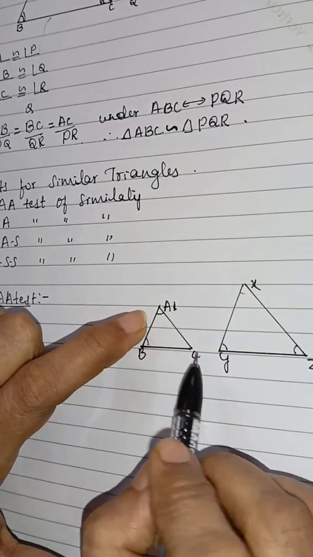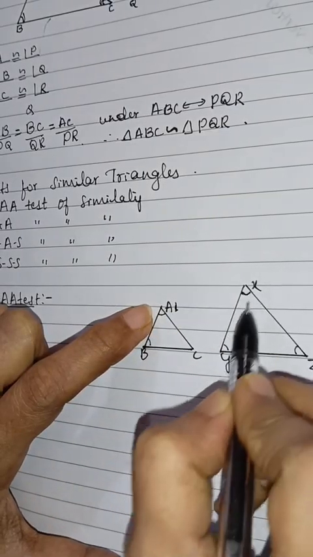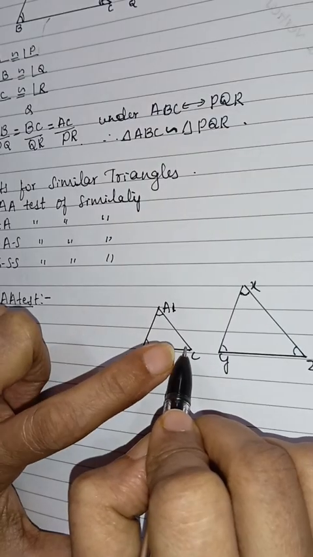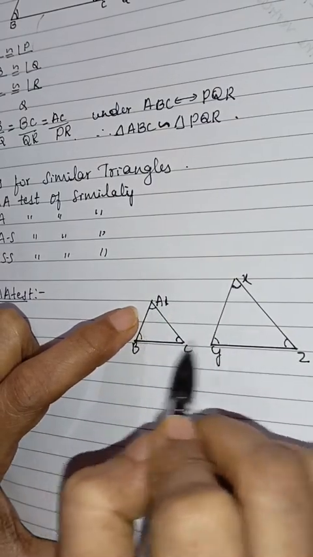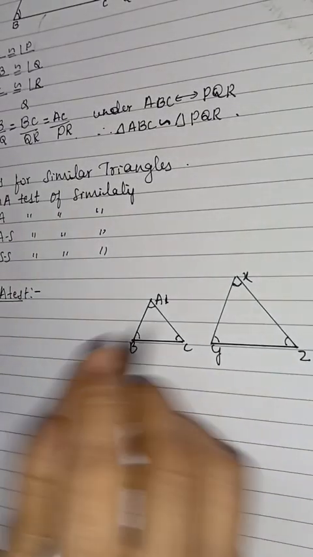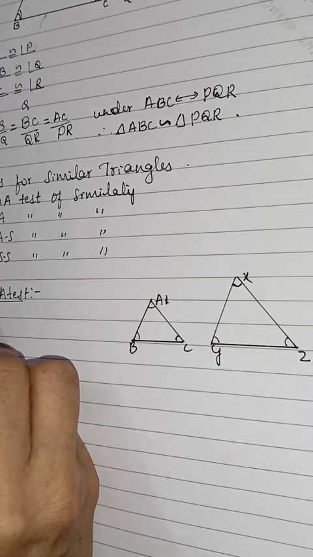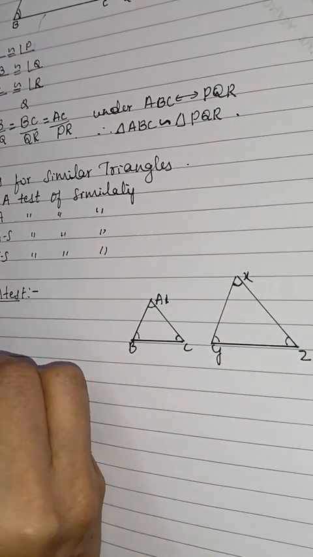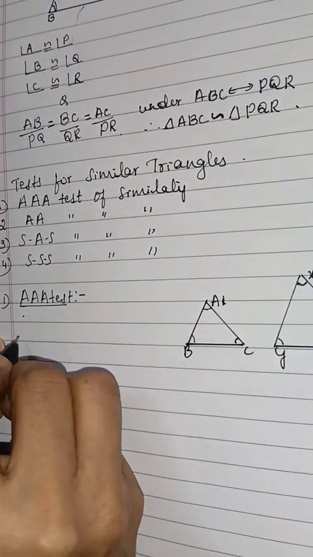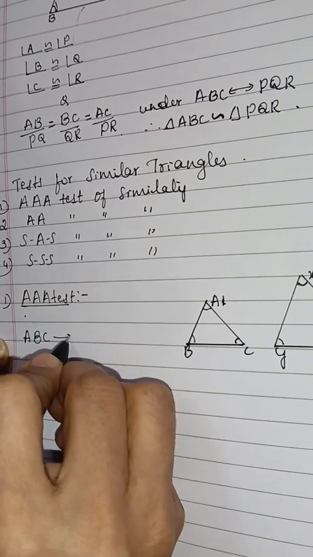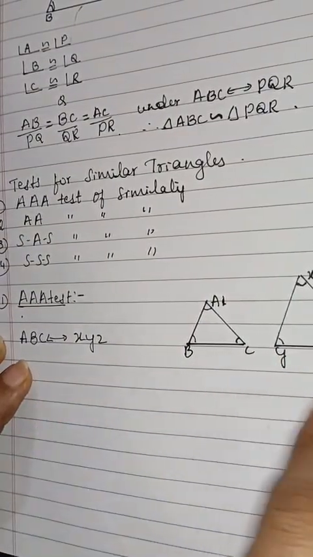See, corresponding means angle A is corresponding with angle X, angle B is corresponding with angle Y, and angle C is corresponding with angle Z. When these corresponding angles are congruent, then these two triangles are similar triangles. Therefore, we'll write here, these two triangles are similar under the condition of ABC corresponding with XYZ, and their correspondence is known as similarity.